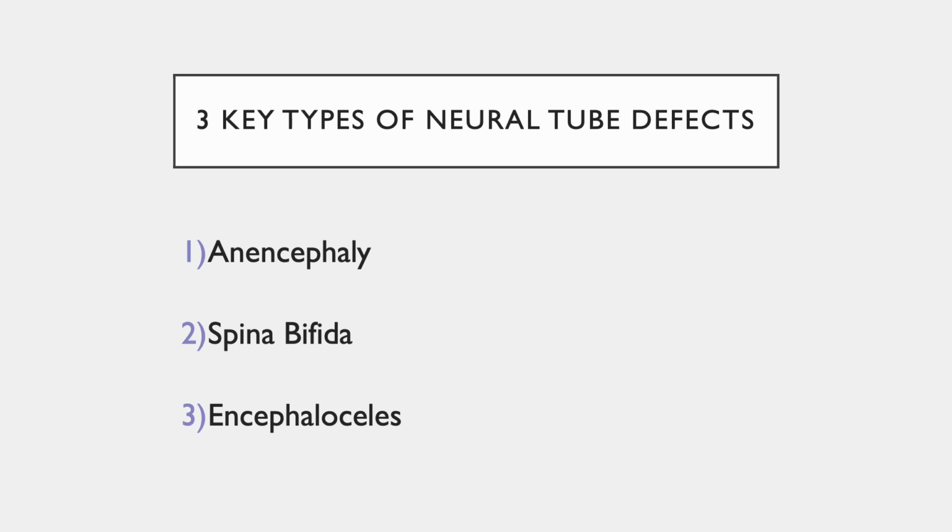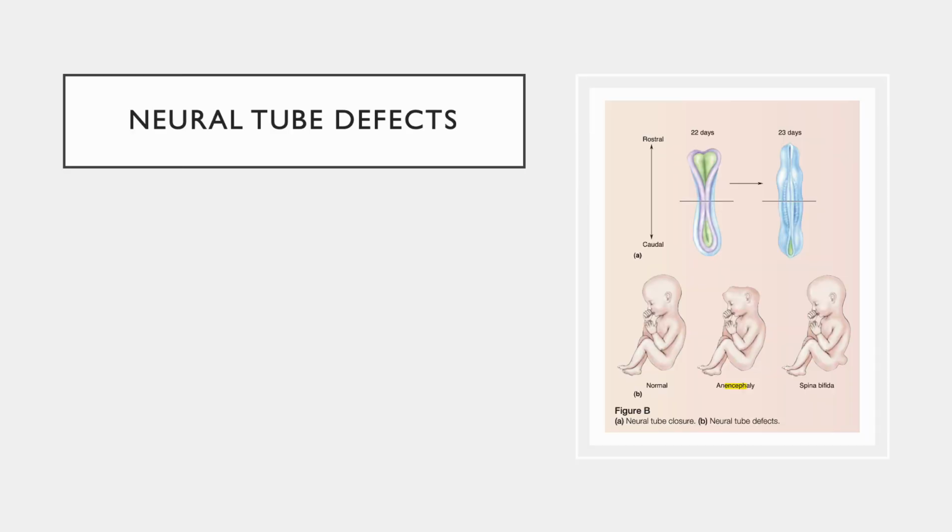3 different types of neural tube defects we're going to talk about include anencephaly, spina bifida, and encephaloceles. These are 3 neural tube defects that result from failure of the neural tube to close properly. Remember that the fusion of the neural folds that form into this neural tube first begin in the middle at midline and then anteriorly and posteriorly.